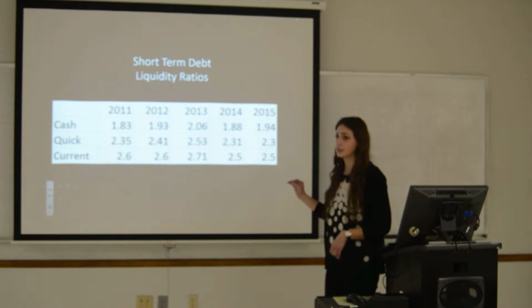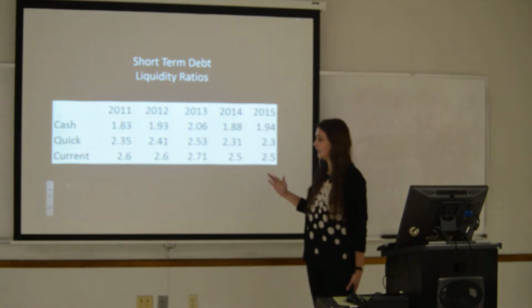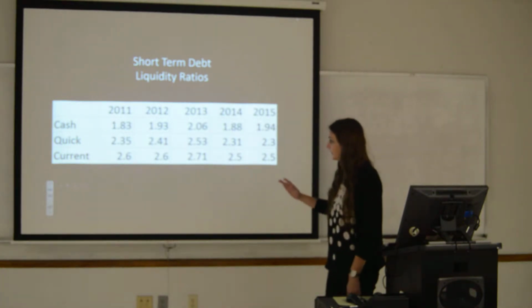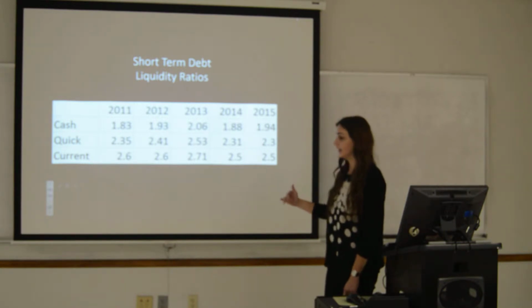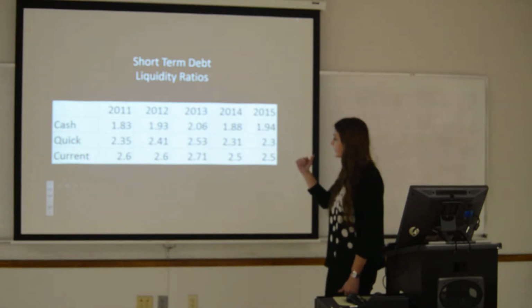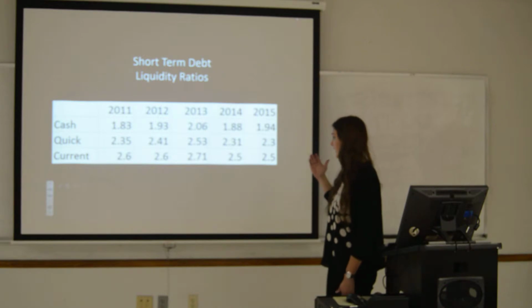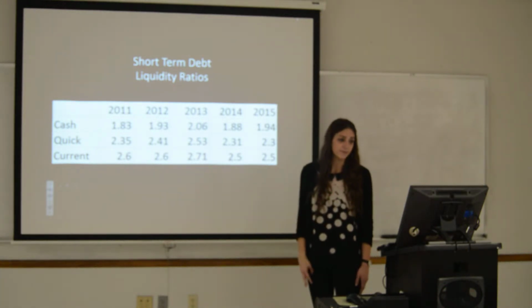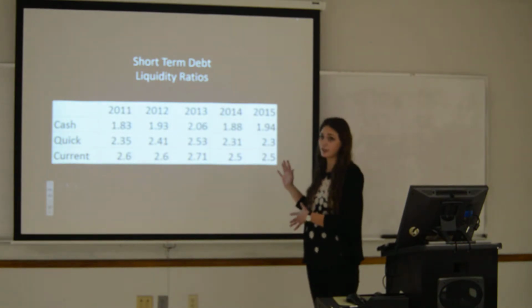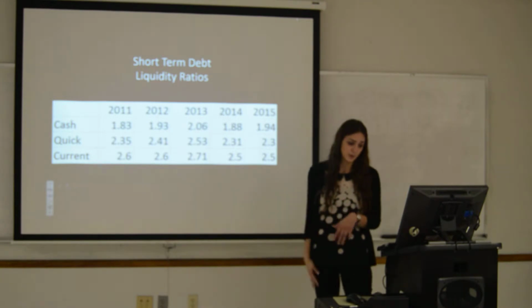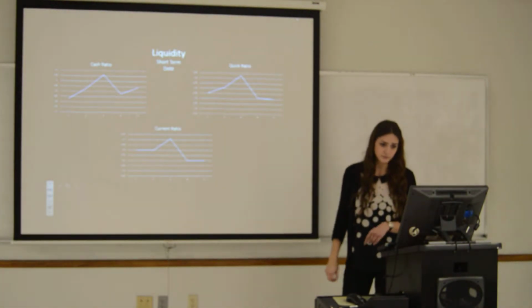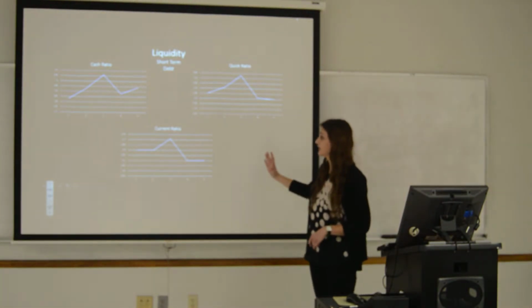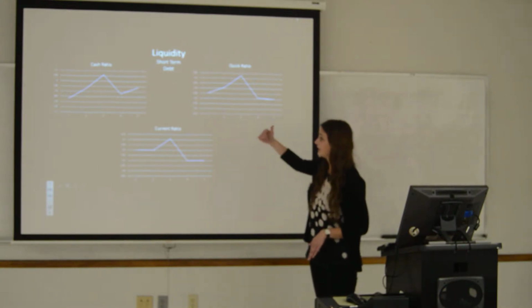And your current ratio, which is your current assets over your current liabilities, for 2011 it was 2.6, and it goes up in 2013 to 2.71, and now it's decreasing to 2.5. So overall, looking at their liquidity ratios, they're not looking the best right now because they're decreasing. And this is it in graph form, so you can see that it starts to rise, and then it peaks, and then it's starting to go down.